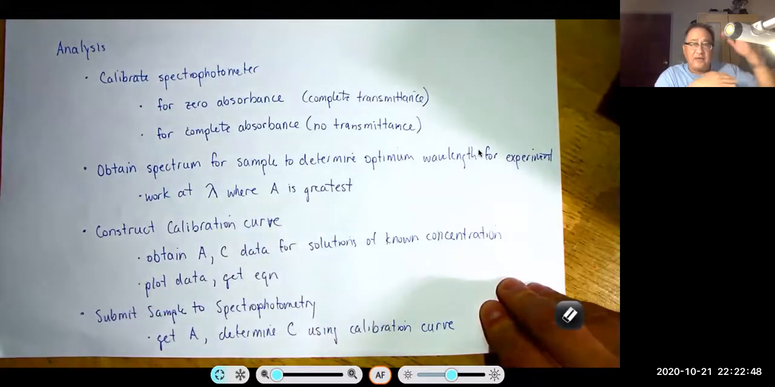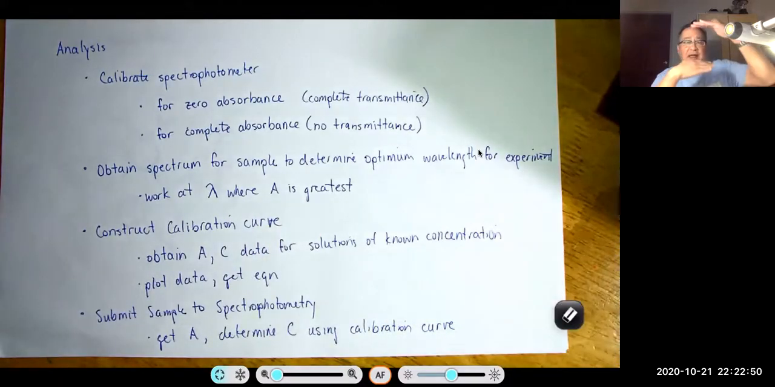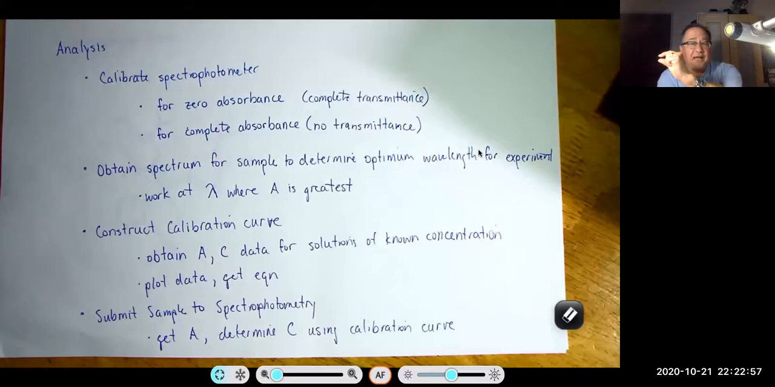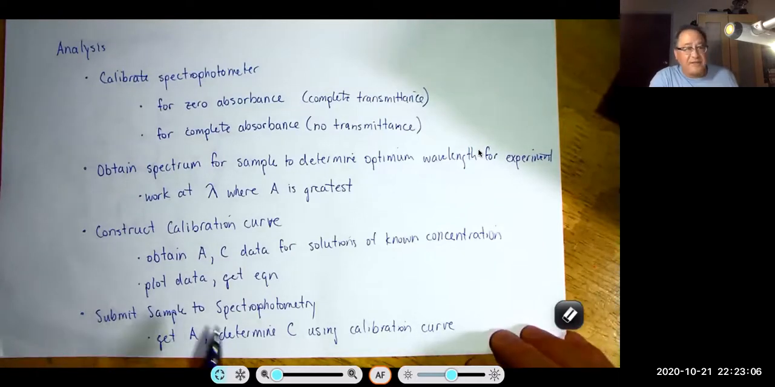You want a great absorbance so that when you get half the concentration, you can see that you got half the absorbance. If you have a very small absorbance and you get half the absorbance, you can see that it's really hard to see that there's much of a difference. So you work at a wavelength where absorbance is the greatest.